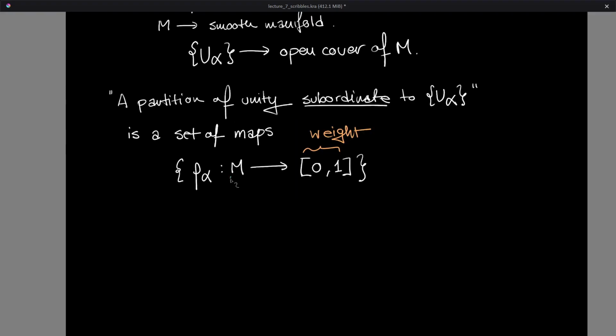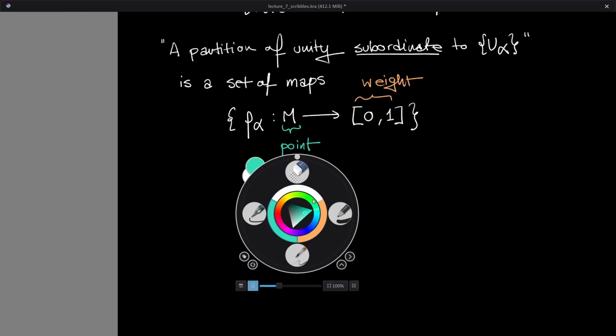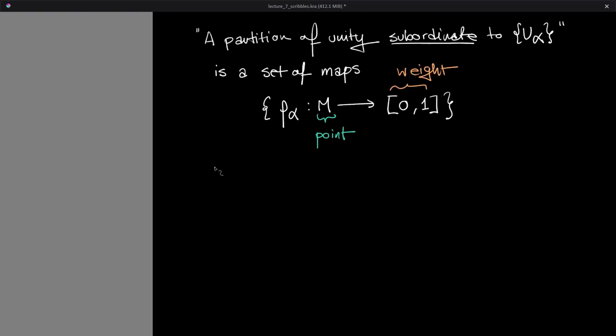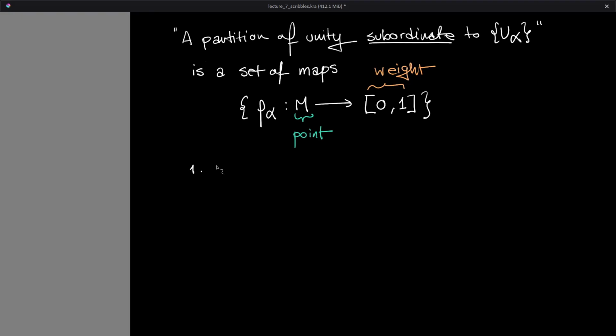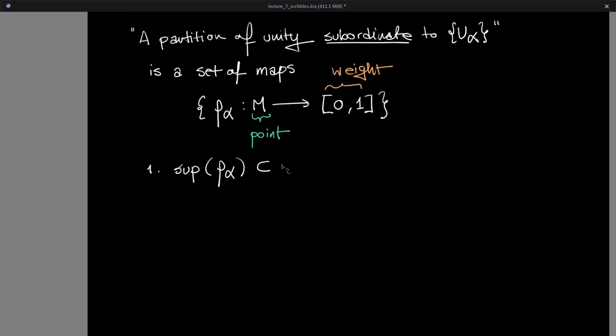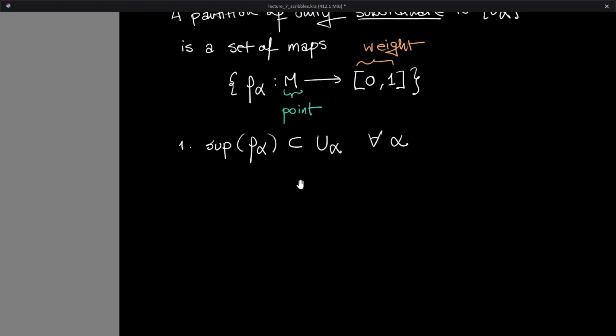And this is the point for which we are assigning the weight. Subject to a few conditions, so we're going to need a little bit of real analysis here. Supremum of rho alpha, which is the point that creates the highest value of rho alpha, which has to be a subset of, sorry, not M, of U alpha for all alpha, right?